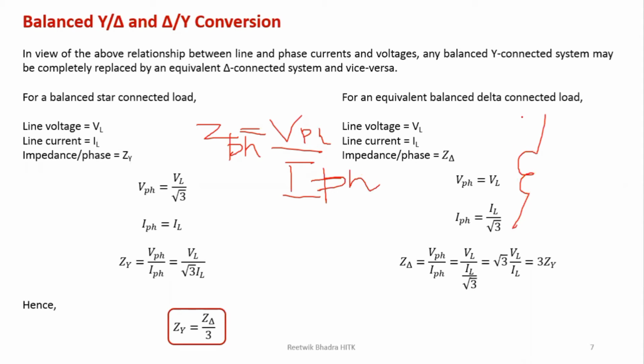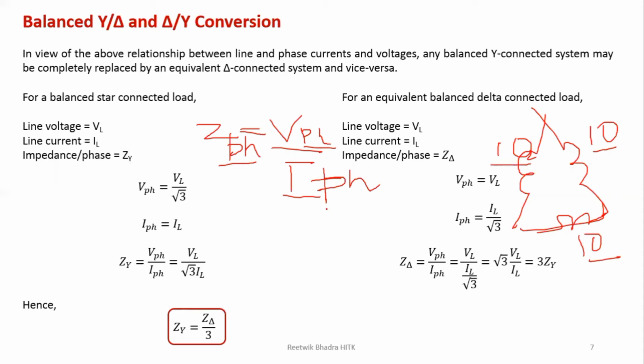In this delta, if I say this as 10, this as 10, this as 10, I will say ZPH is equal to 10, ZPH is equal to 10, ZPH is equal to 10. So Z is V by I, and if you give a suffix PH here, it will also have a suffix PH here.